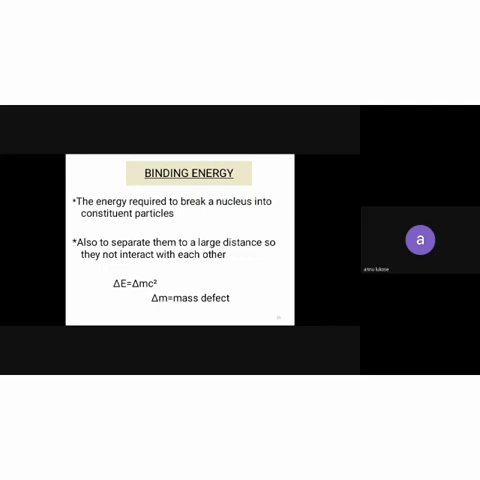My topic is binding energy. The binding energy of a nucleus is the energy required to break up a nucleus into its constituent protons and neutrons and to separate them to such a large distance that they may not interact with each other. The equation of binding energy is delta E equals delta M into C squared, where delta E is the binding energy and delta M is the mass defect, which was introduced to us by Annu Lukose.